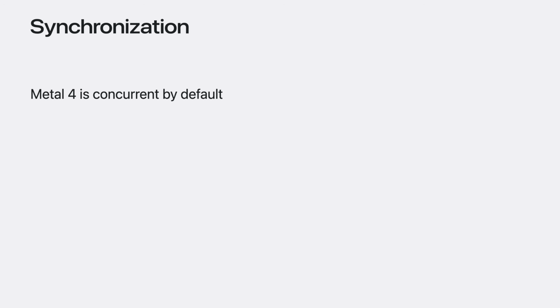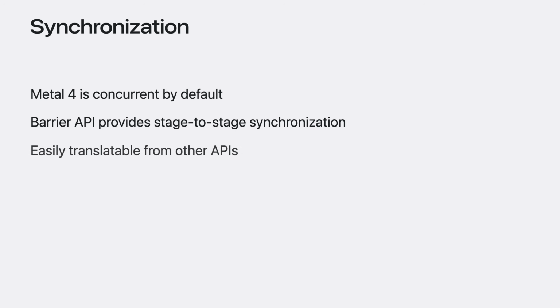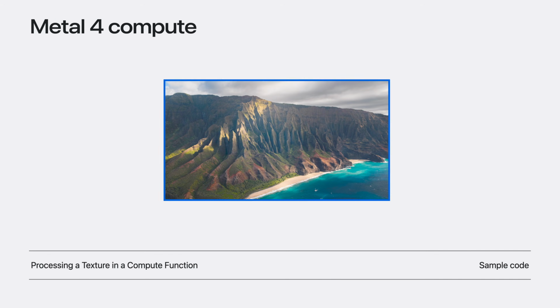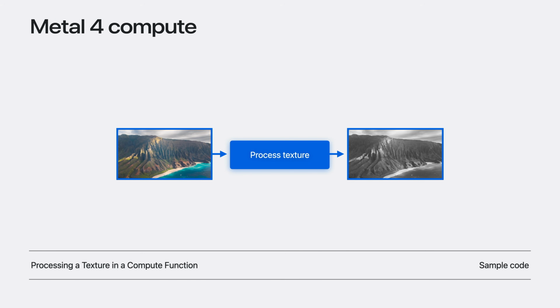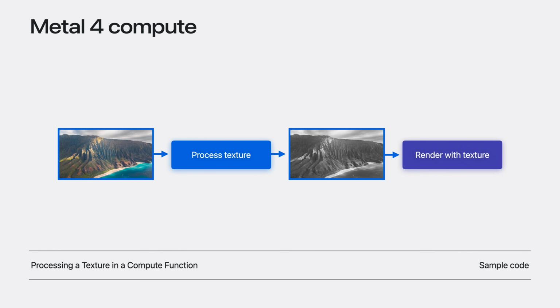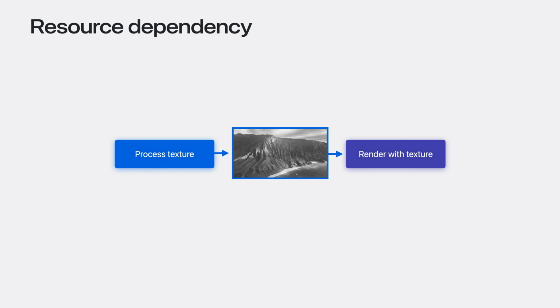To simplify synchronization, Metal 4 introduces a barrier API that provides low-overhead, stage-to-stage synchronization that maps well to barriers in other APIs. You can see barriers in action in the Metal 4 sample, processing a texture in a compute function. The app starts with a colored image, applies a compute shader that converts it to grayscale, and then renders that converted texture to the screen. These steps have a dependency on the shared resource, the output of the texture processing. The sample ensures that resource writes and reads occur in the correct order using Metal 4 barriers.